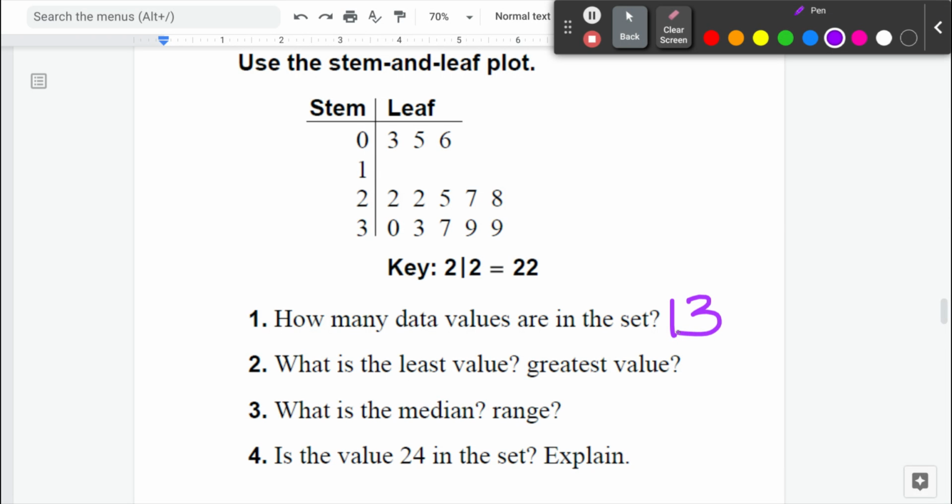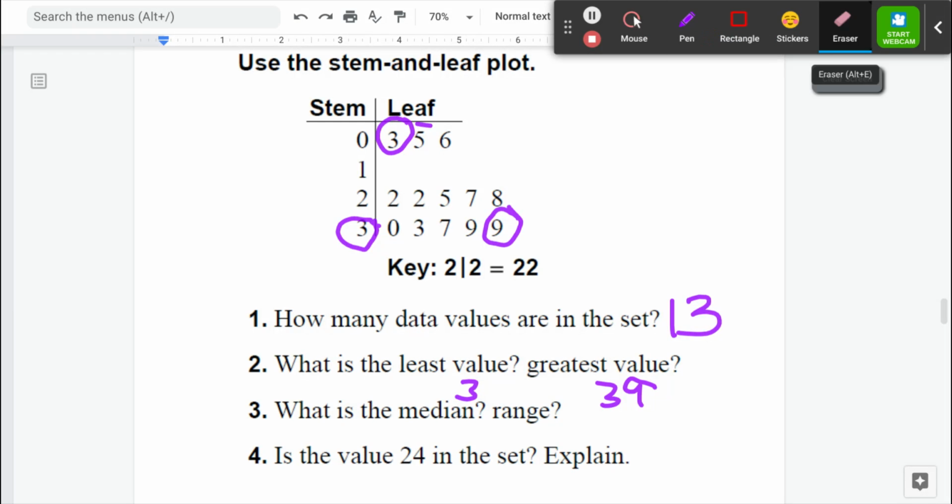What's my smallest value? Well, that'll be up at the first stem here. So my smallest value would be a 3. And my greatest value isn't a 9. It's in the 3 column, so it's a 39.